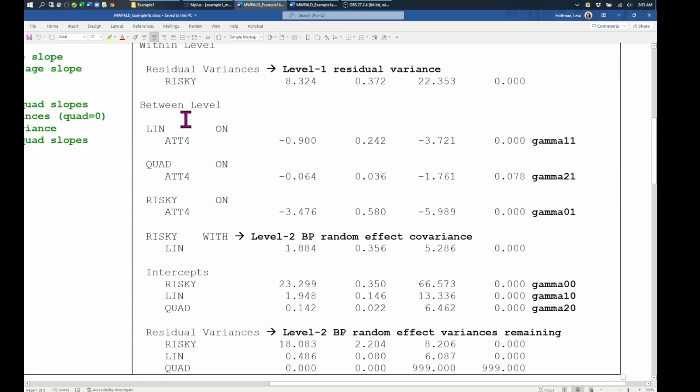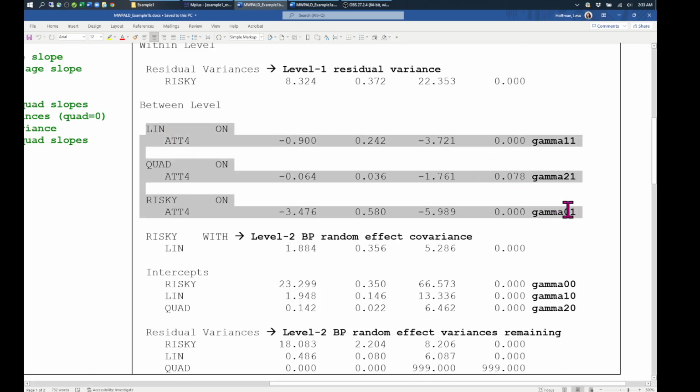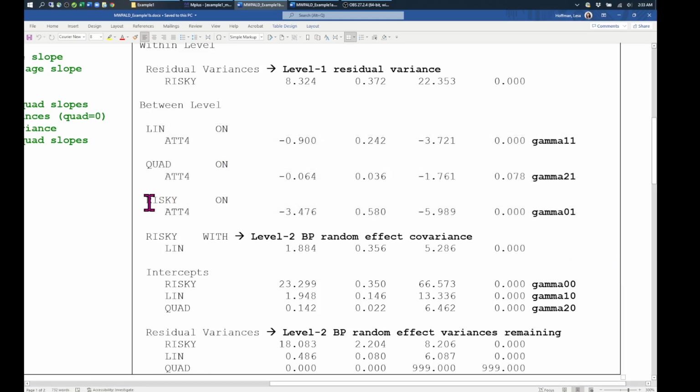Then in the between level, it puts the results in a different order than you write them. It always gives certain things first. So it goes factor loadings, regressions, then covariances, then means and intercepts, and then variances. It's its own decided order. So these are the 3 fixed effects of time-invariant attitudes predicting each of the growth components. So risky, then, that is the effect of attitudes on the intercept.